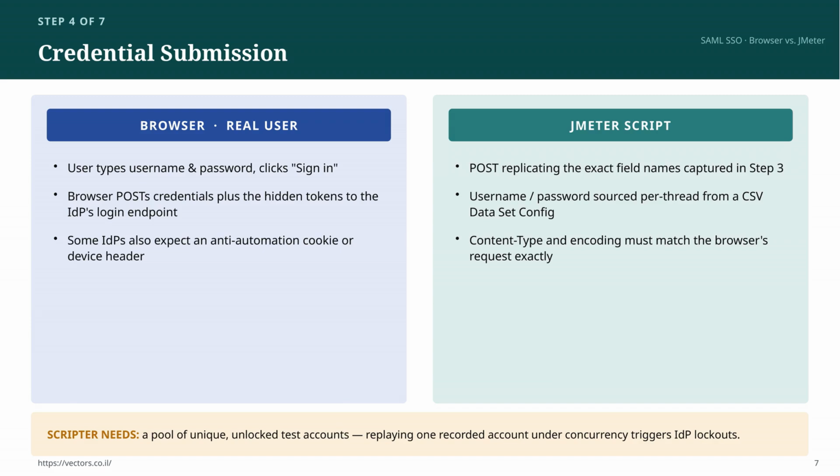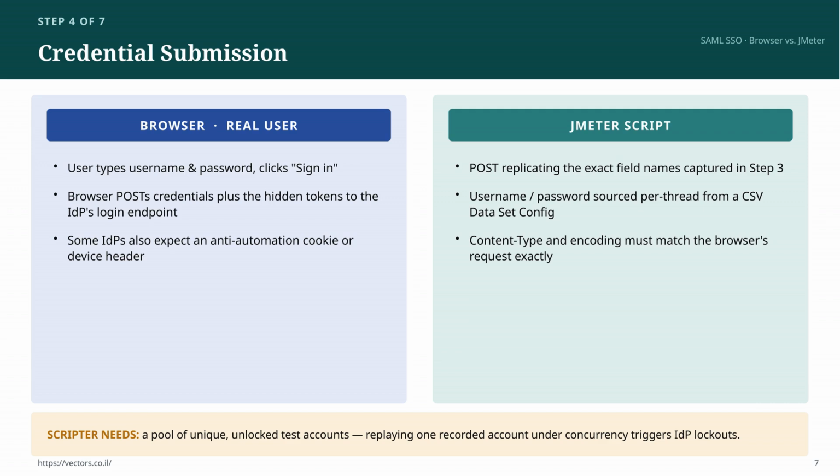The user types their username and password and clicks Sign In. The browser posts those credentials, plus all the hidden fields we just talked about, to the identity provider's login endpoint. For the script, this means replicating that post exactly. Same field names, same encoding, while pulling username and password per virtual user from a CSV dataset config.